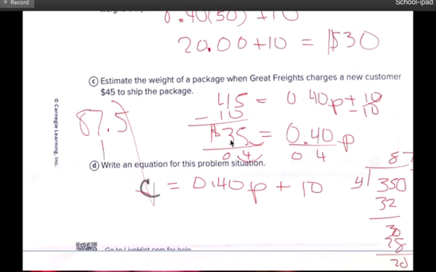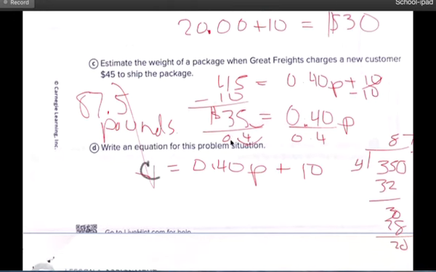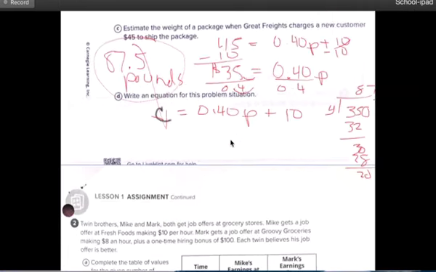87.5 pounds. That's how much shipping they can do. 2 over 4 is a half. I shouldn't have even gone further. 87 and a half pounds. Okay? That's what they can ship with $45.